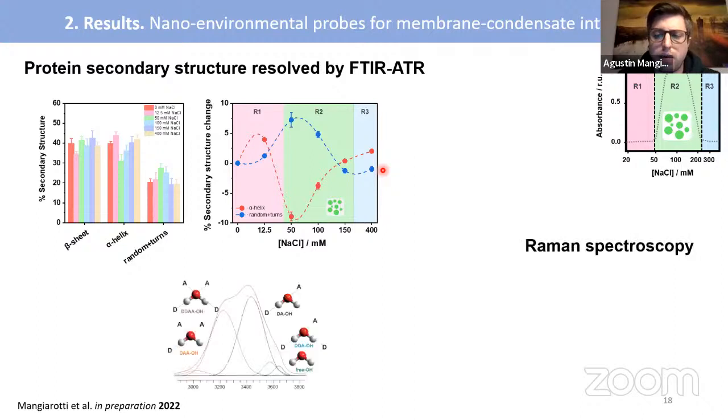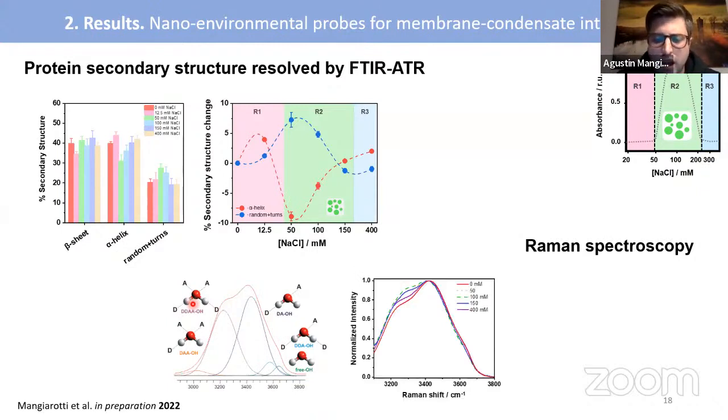We also did Raman spectroscopy, because using Raman spectroscopy, we can measure the water band, and the water band can be decomposed according to the different hydrogen bonds that the water molecules are involved in. The two main bands correspond to decoordinated water and tetracoordinated water. So we measured this spectra for the different conditions, and you can see here that the water band changes in the different conditions, in presence of the protein, of course.